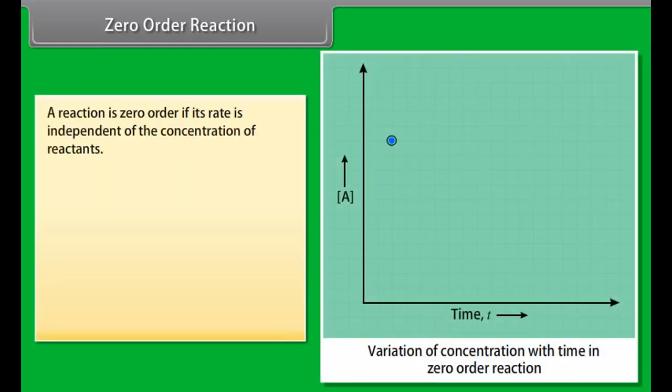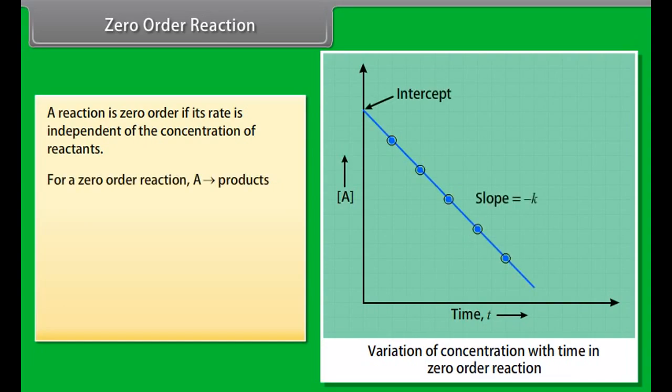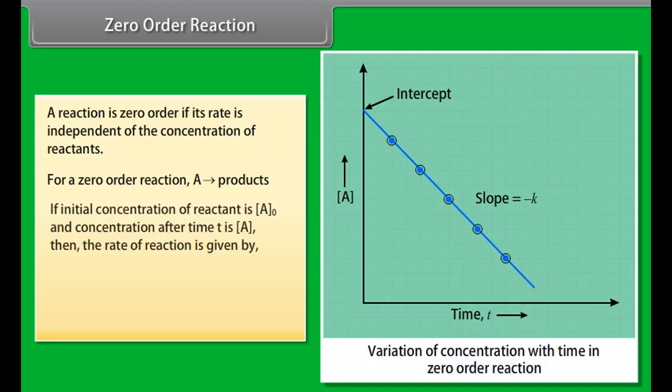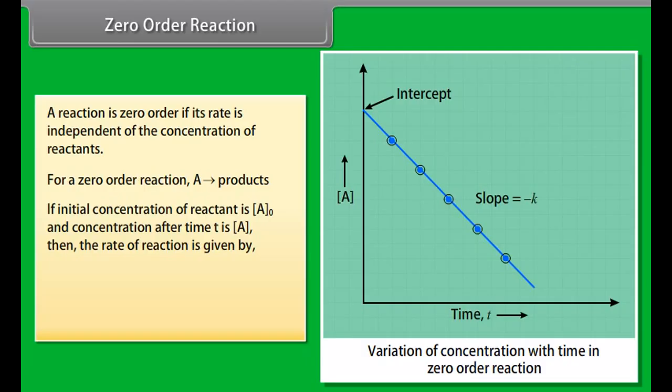Zero-order reaction. A reaction is zero-order if its rate is independent of the concentration of reactants. For a zero-order reaction, A is changing into products. If the initial concentration of reactant is A naught, and the concentration after time t is A, then the rate of reaction is given by minus dA by dt is equal to the product of K and A raised to the power 0, which is equal to K.